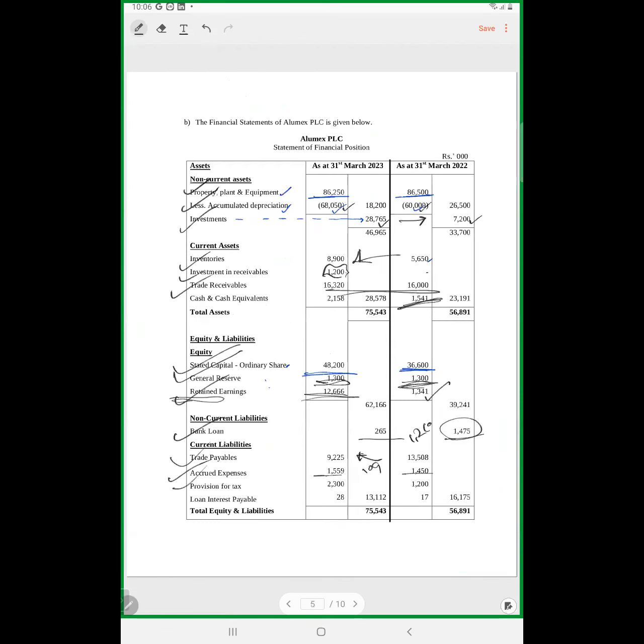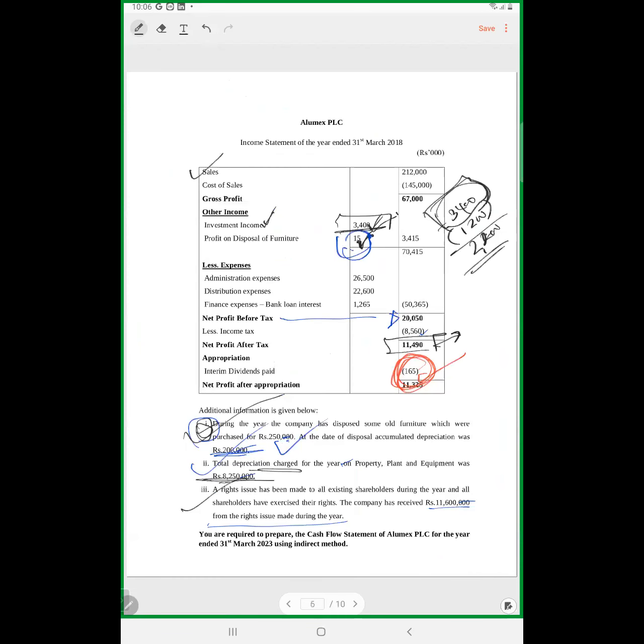So provision for tax, same thing as what we did earlier, right? So we need to find out how much we paid as tax. We normally need not do anything for sales and investment income, we did those. This one okay, this one okay. Yes, these two we have.